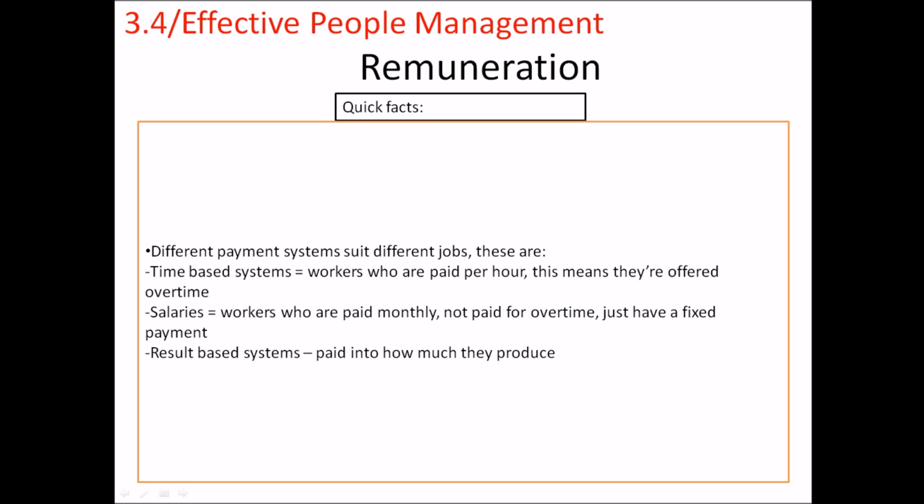Salaries, however, have no overtime because you're expected to work until the job's done. So in other words, workers are paid monthly and they have a fixed payment because they're expected to work until the job's done. It's not a time-based system. Then we have a result-based system, and you don't really need to know much about this, just that it's basically however much you produce, you're then paid.